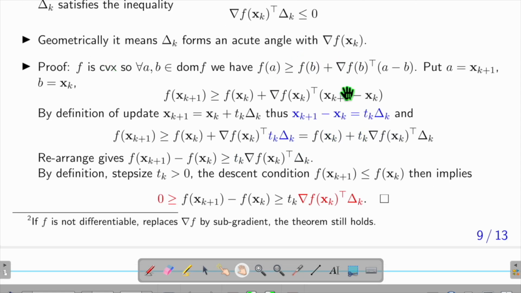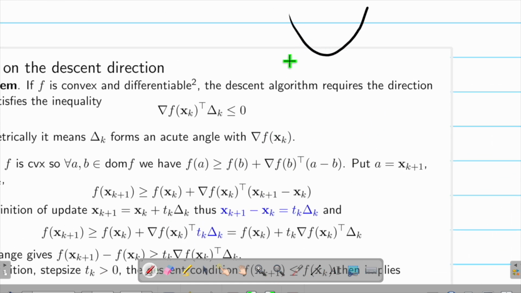So f is convex. So I have this. Remember this? What is this? So f, this is x, I have a, I have b. Okay, gradient at b. This is the function value. f at this point is larger than a straight line defined by the gradient at b. f at this point will be this value. This thing is above this straight line. So that is convexity.